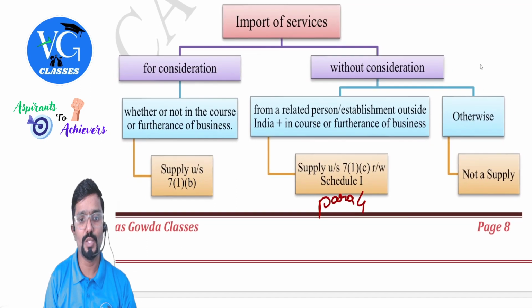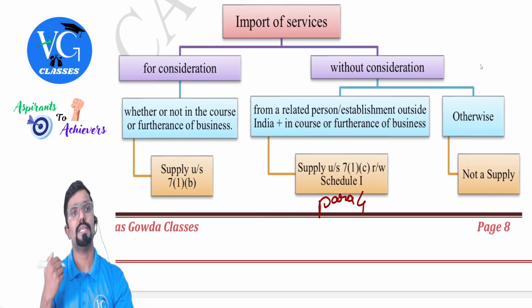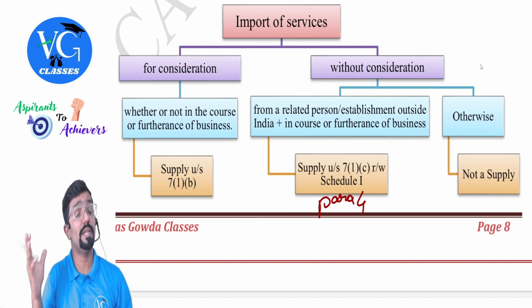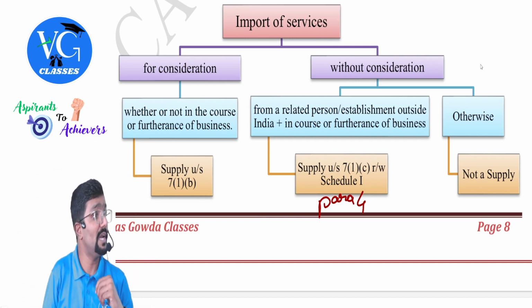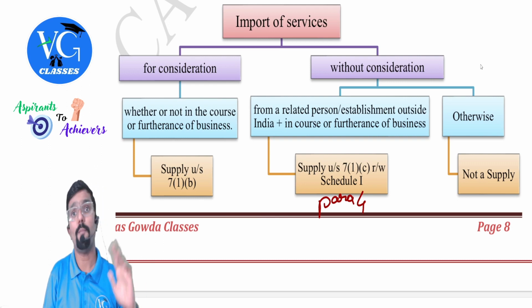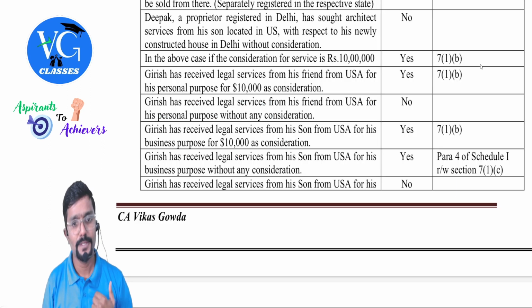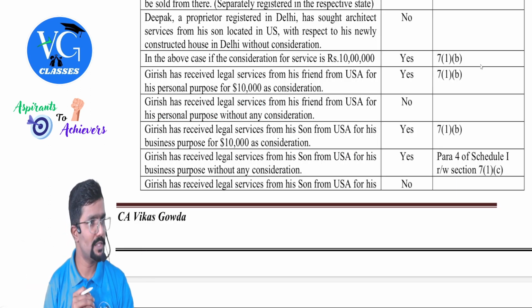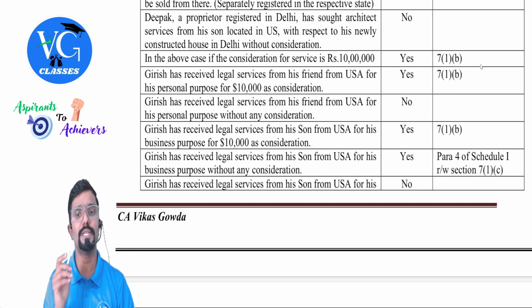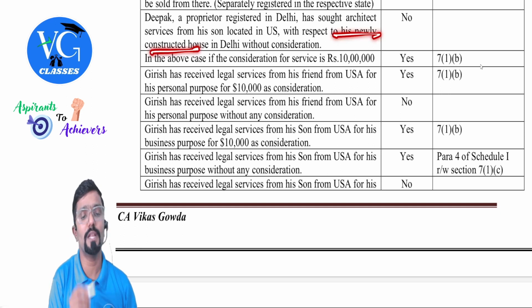Sir, one of the conditions is violated. It is not for the course or furtherance of business. It is for personal purpose. And maybe if the son is independent, he is not even a related person, because family includes son only if he is dependent on the parent, that is the father in this case. Okay, guys. Chalo, it is not a supply. For what reason, people? Because it is for a newly constructed house, personal purpose.